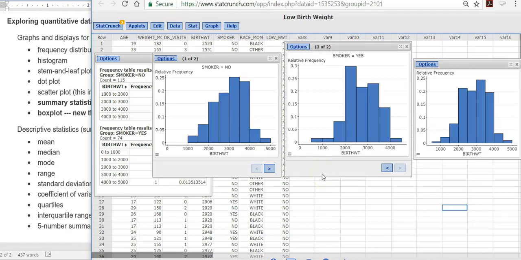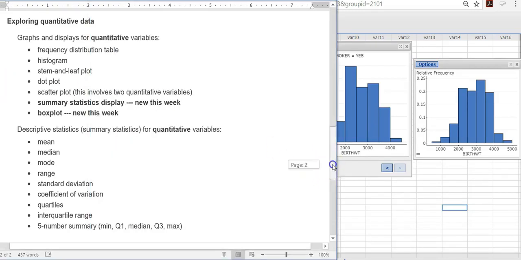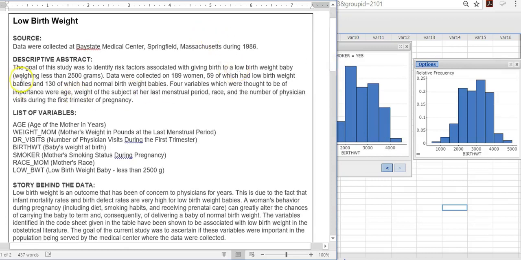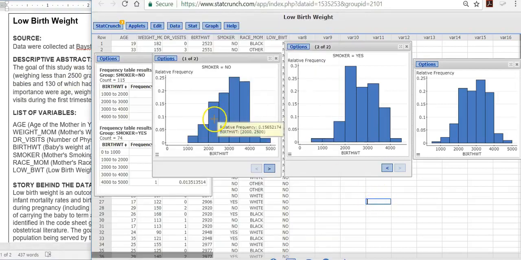One other thing that's important in this one, if we go back and look at the description, is that a low birth weight baby is considered to be one that weighs less than 2,500 grams. So thinking about that, if we look at these two graphs, less than 2,500 grams is the highest frequency class for the smokers, under 2,500 down to 2,000, and then after that. So the smokers actually have quite a few low birth weight babies, whereas for the non-smokers, the total of these three classes that are under 2,500 grams isn't nearly as much.